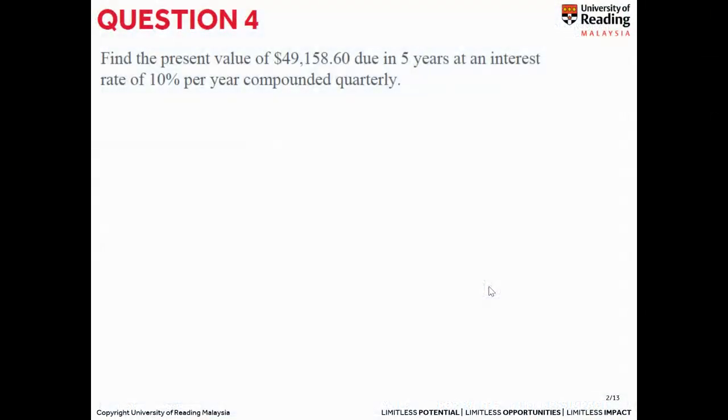So this is question 4. Find the present value of $49,158.60 due in 5 years at an interest rate of 10% per year, compounded quarterly. So you need to find out what is the amount that you need to put in so that you have a total amount of $49,158.60 in 5 years' time.